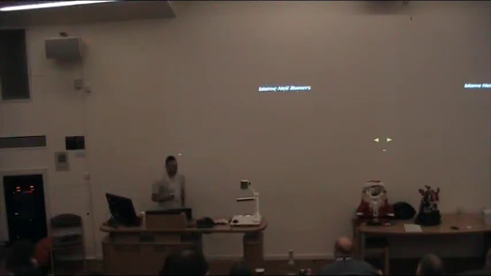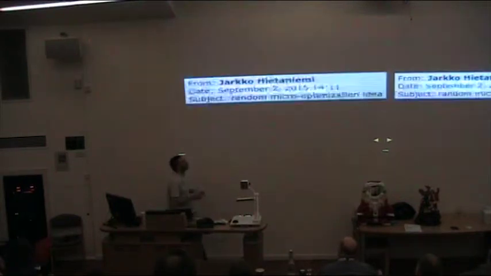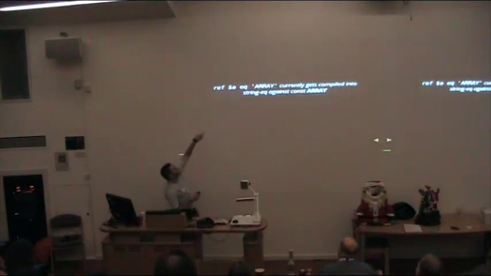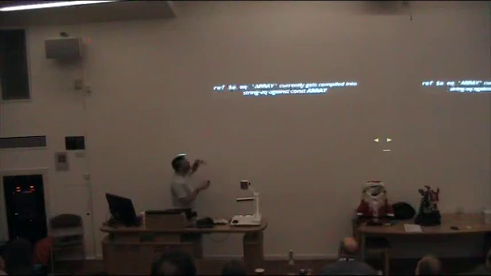So the first thing I want to talk about is actually Refutil. It started from an email by Yarko to the perl porters list saying, hey, there's a random micro optimization idea that I have here. If you do a ref on foo or whatever equals array, we all do this all the time, it actually gets compiled into a string equal against the constant array.